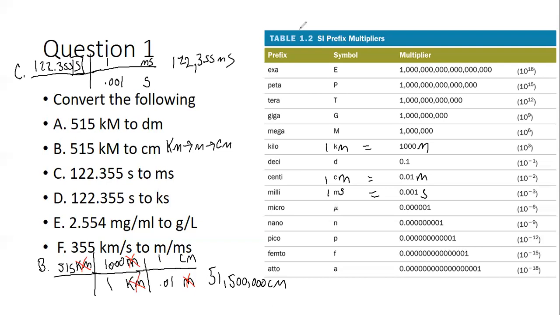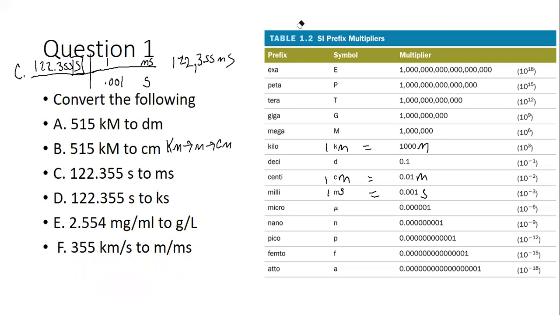And then for D, same idea, but just slightly different conversion. So for D, I have 122.355 seconds. And then here, we can say this is kilosecond is 1,000 seconds. So I'm going from seconds to kiloseconds. And there's 1,000 seconds in 1 kilosecond. So you take the top divided by the bottom, that's 0.122355 kiloseconds.